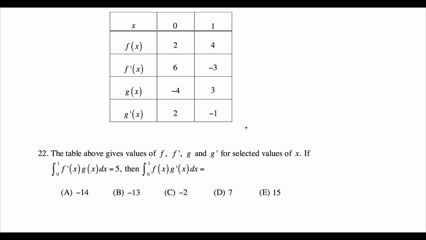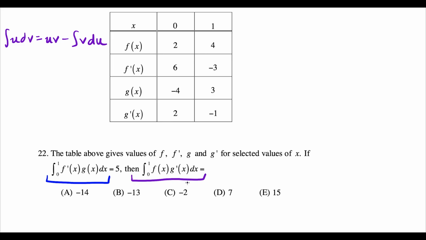22 was a tricky question. So we have values for f, f prime, g, g prime, and we're told if the integral from 0 to 1 of f prime g equals 5, then we want to know what this is equal to. So this is the thing that we're trying to find. And for this question, we're going to use integration by parts. So it helps to know the integration by parts formula.